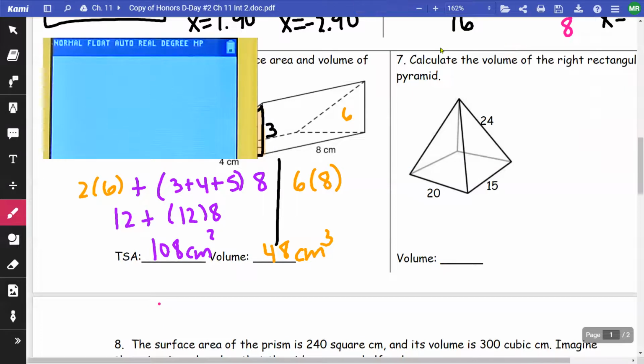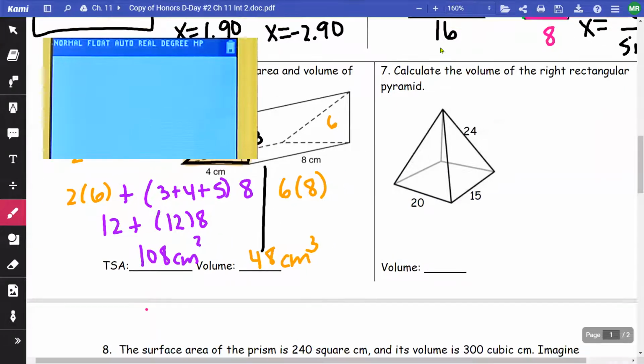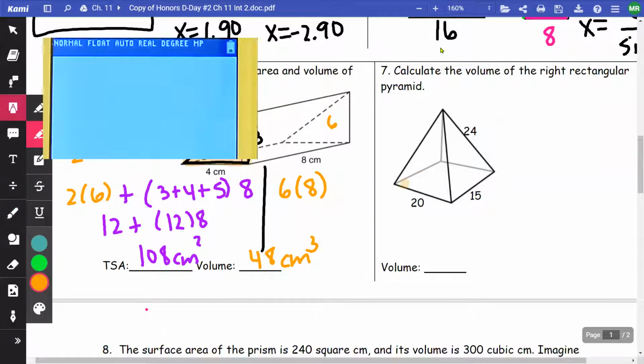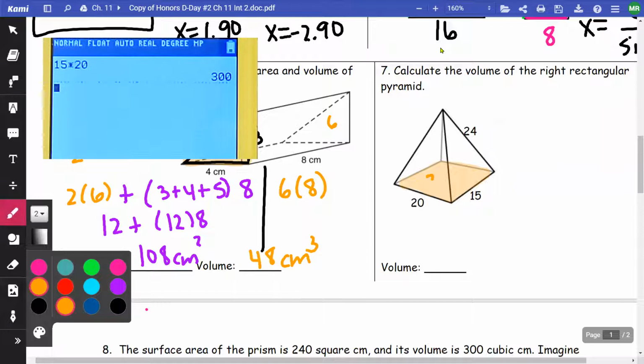On the next one, we want to find the volume for this. Right here is 20 by 15. So if I want to find the area of that, 15 times 20 gives me 300. So this base is 300. Now I need to find the height. To find the height, I am going to take this down to the center. I'm going to draw it out to that 24.